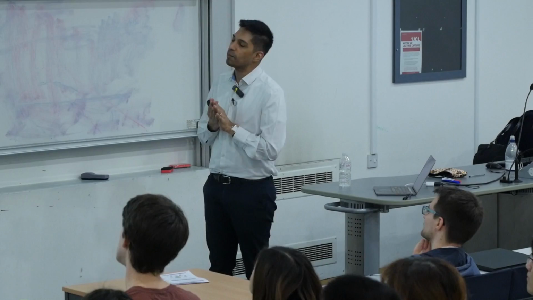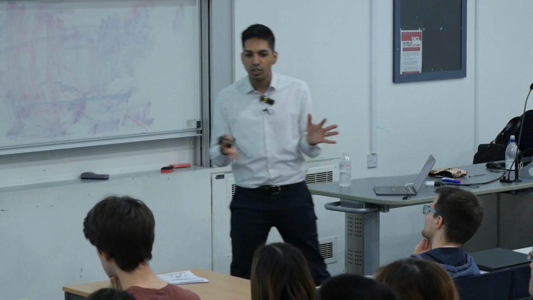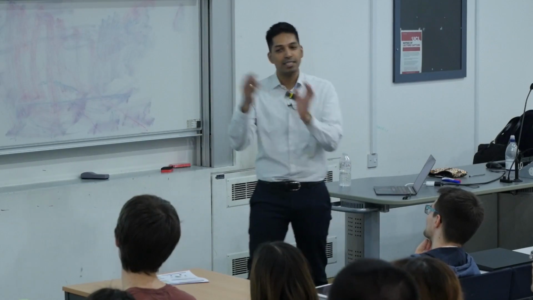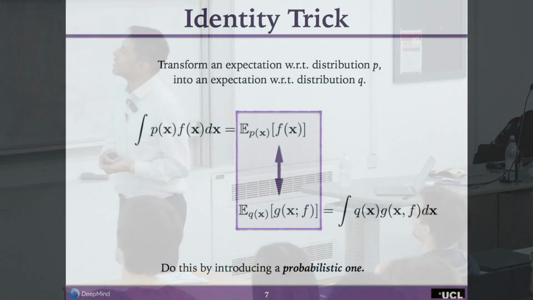Whenever you have a problem that you have an integral or an expectation under some distribution P, you may not like that integral, you may not like it, P is not your friend. You can instead change the integral into an expectation under a different distribution Q. Q is something you get to choose, Q is your friend. So this is where you will use this identity trick.